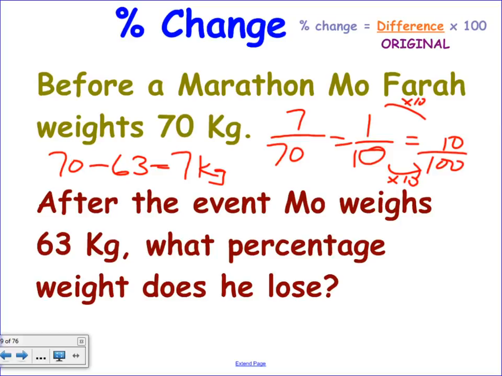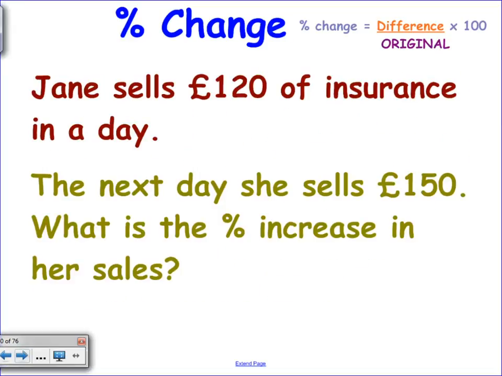So he lost 7 kilos. We had 7 kilos over the original amount of 70. When we divided both by 7, it simplified to 1 over 10. We know percentages is something over 100, so we did equivalent fractions. We multiplied the bottom and the top by 10 to get 10%. If you've got it another way, there isn't an issue. As long as you get 10% and have some kind of logical process, you'll get the mark.